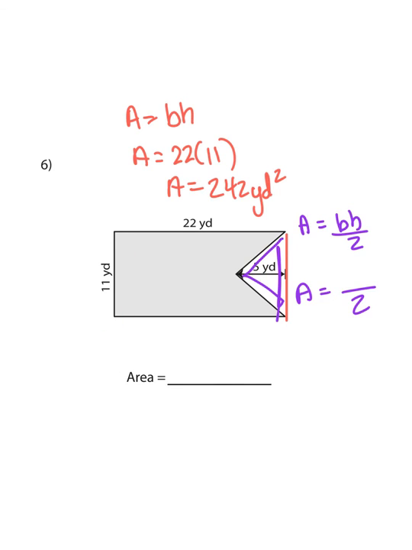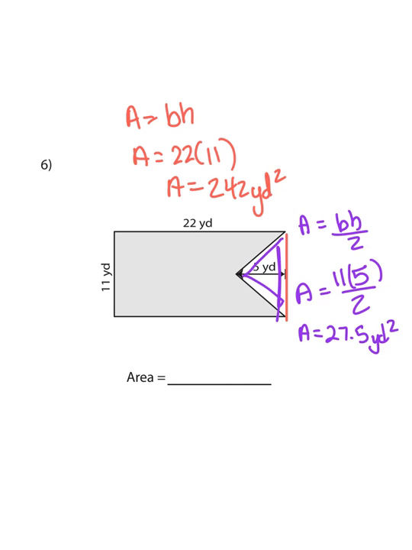So that's what I'm going to write right here is 11. And then my height, it clearly shows that right here, which is 5. So that's going to be 5. So I'm going to say 11 times 5, which is 55, and then divided by 2, which is 27 and 5/10. So the area of the triangle is 27 and 5/10 square yards.